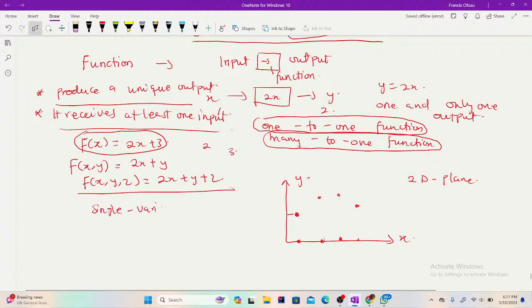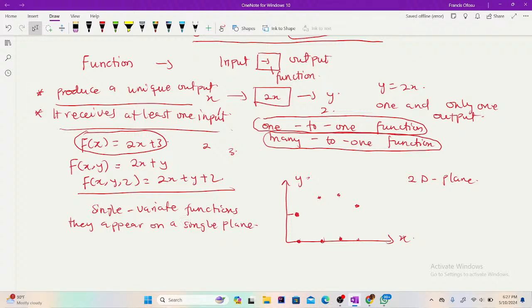Let me make it single variate functions, right? They appear on a single plane. So whether it's x or any variable you use, so far as it's a single input function, it will be represented on a single plane. It can be a curve, it can be a straight line, or it can be any other thing, okay?